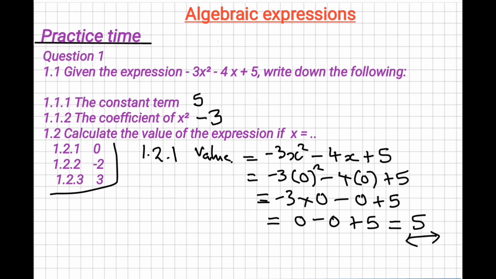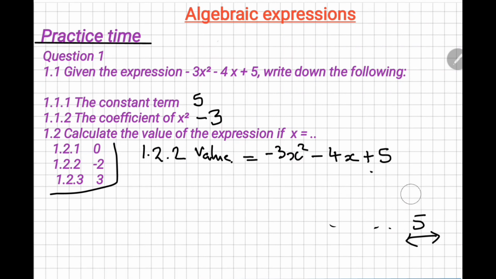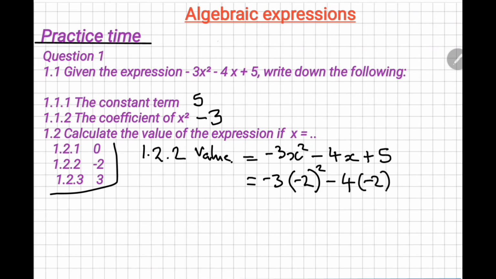1.2.2, we're going to repeat the same technique, but we're going to change now the x value. So this becomes minus 3 times, x is minus 2 now, minus 2 squared, minus 4 times minus 2, and then we're adding 5.